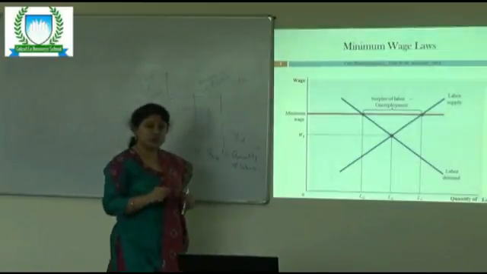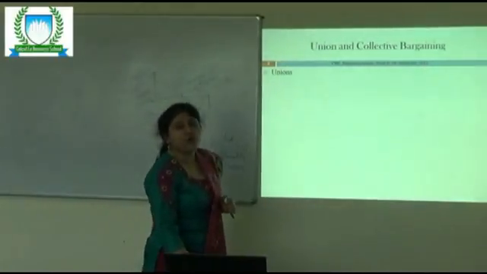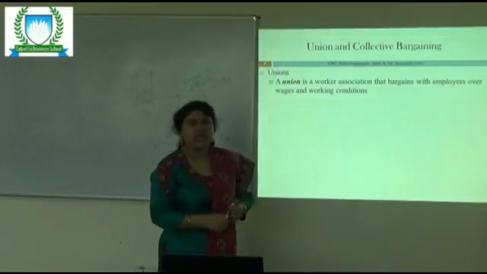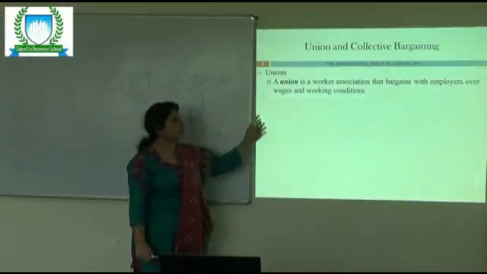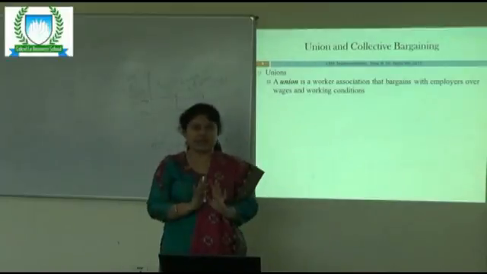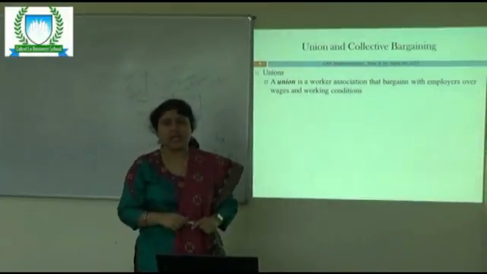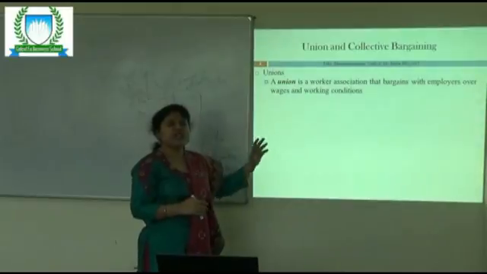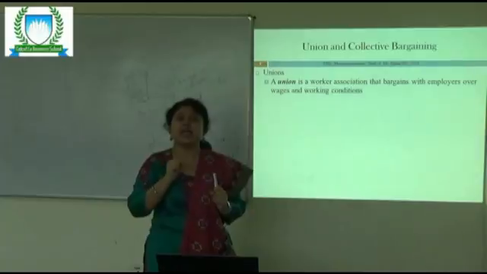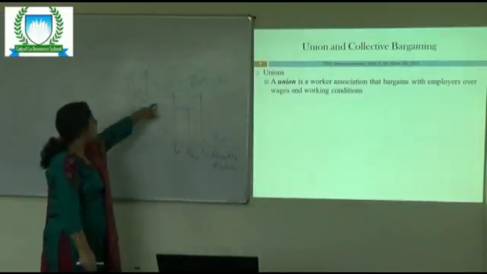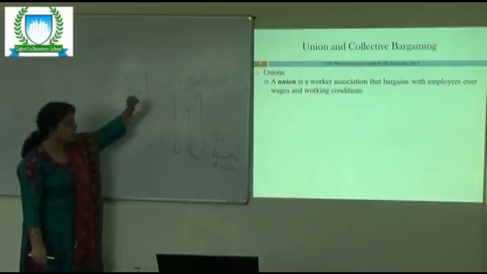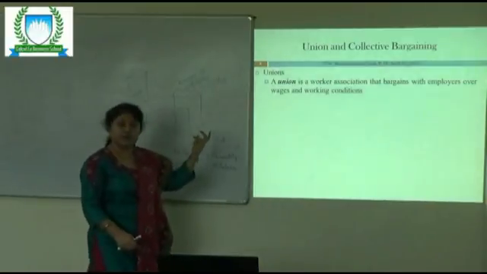These situations also arise when there is a form of union. What do you mean by union? A union is a worker association that bargains with employers over wages and working conditions. This is very much familiar. You all know this definition of union. Now, if in a factory such unions exist, then what will they do? They will bargain with the employer not to decrease their wage beyond a certain level. Let us name this certain level the minimum wage.